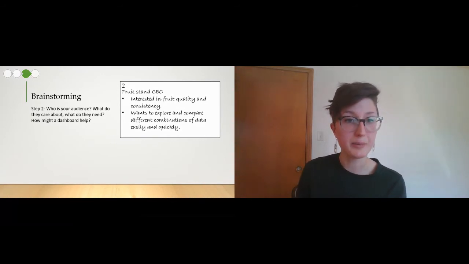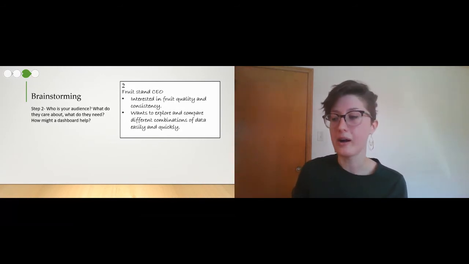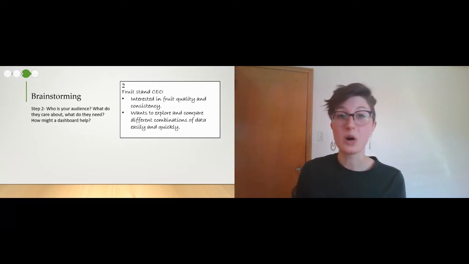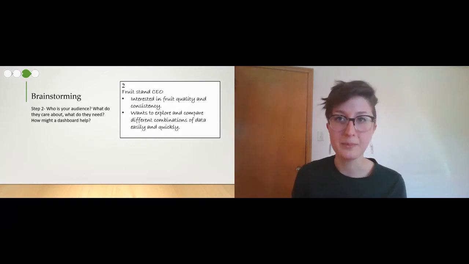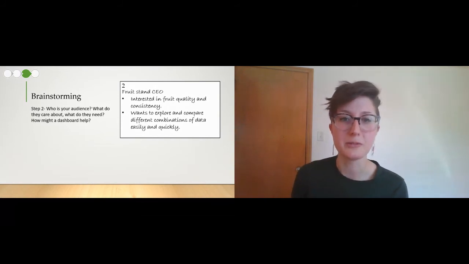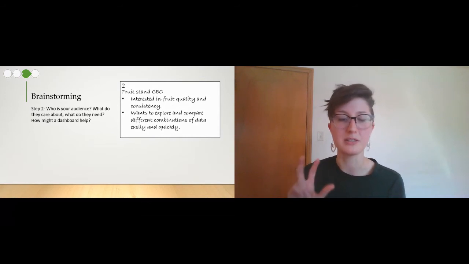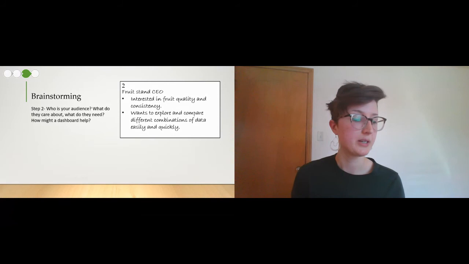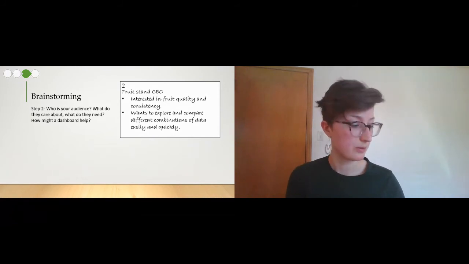For our example with the fruit stand, I'm going to make this dashboard for the fruit stand CEO, and they're mainly interested in the fruit quality and consistency over time, and they want to explore and compare different combinations of data easily and quickly. They want to see different fruits coming from different countries over time. They want it to be easy, they want it to be quick, and they're interested in that consistency and quality over time. So I will give you another 2 minutes.